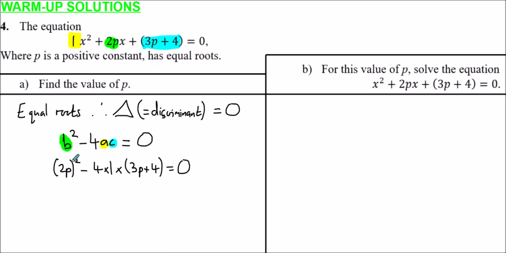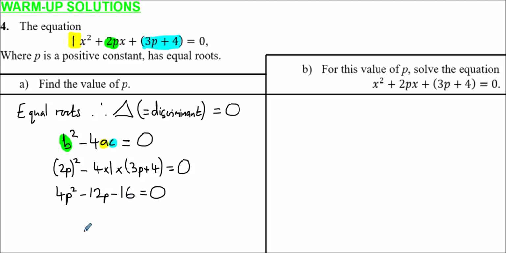So let's expand this and neaten it up. 2p squared is 4p squared. 4 times 1 is just 4, so it's 4 lots of this bracket. 4 times 3p is 12p, so minus 12p, because of this minus 4 times 1. And then we've got minus 4 expanded out with the 4. 4 times 4 is 16. So we have minus 16 equals 0.